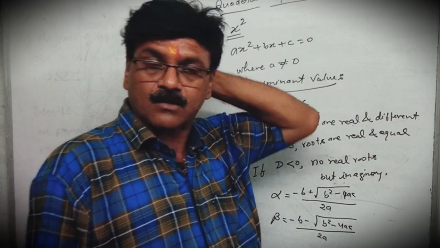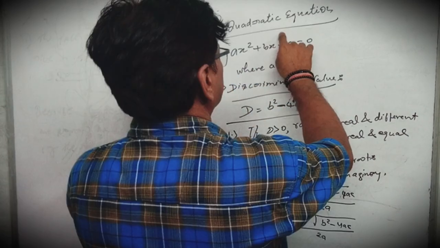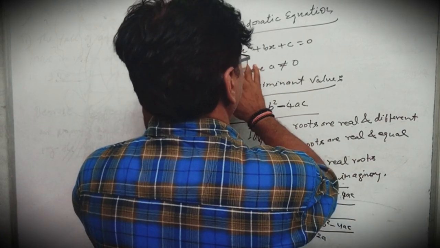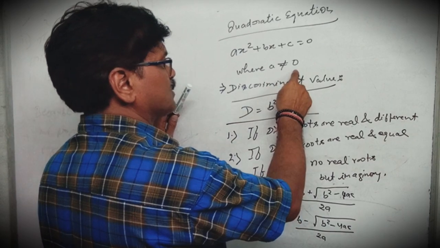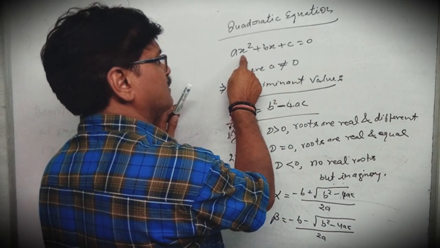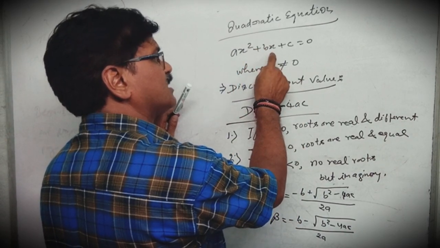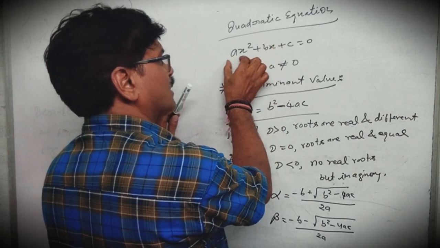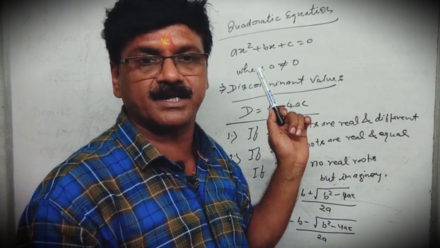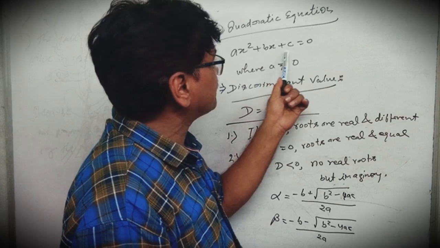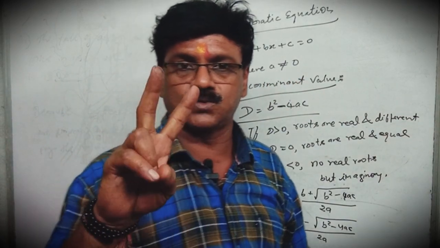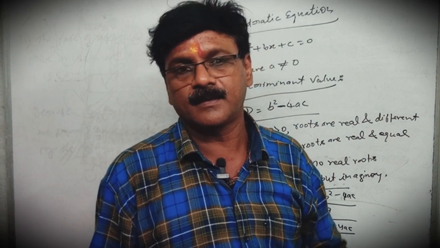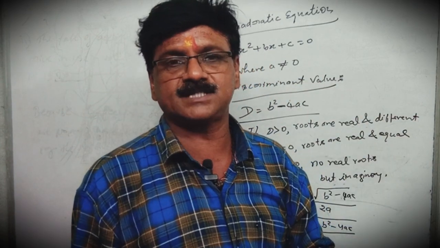Here you can see the quadratic equation ax square plus bx plus c is equal to 0, where a is not equal to 0, because when a is 0, the x square term vanishes and this changes into a linear equation. This is the general formula of the quadratic equation. It has two roots, and those two roots are defined on the basis of the discriminant.